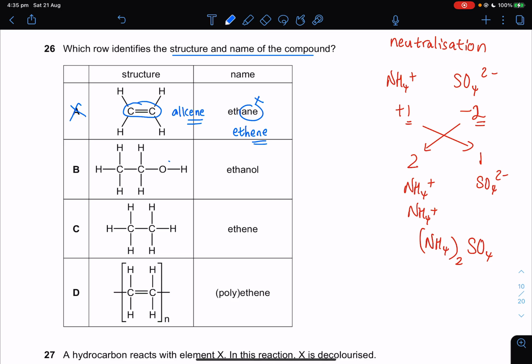The next one, this is alcohol. The OH there refers to alcohol. So I have all there. I have 1 carbon and 2 carbons, so it's a 2 carbon alcohol. Ethanol is definitely correct with a 2 carbon alcohol.